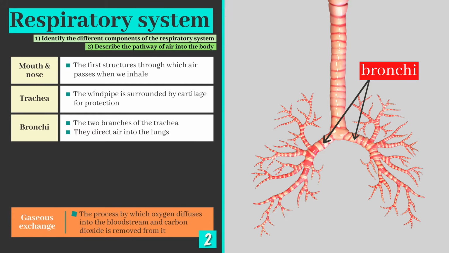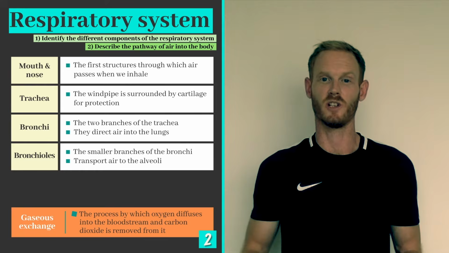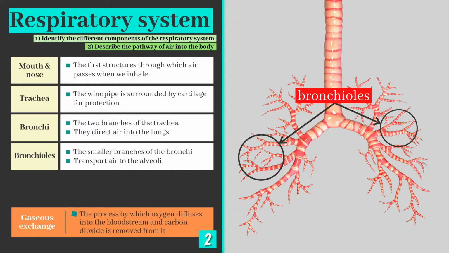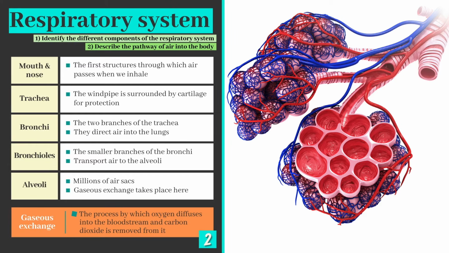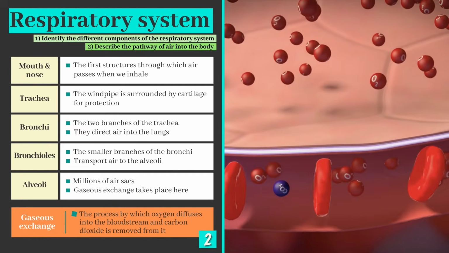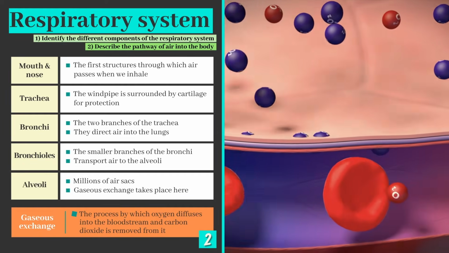The bronchi are the 2 branches of the trachea. One directs air to the left lung and the other to the right. Next are the bronchioles, which are the smaller branches of the bronchi. There are many of these, and their role is to distribute air throughout the lungs. Finally, we have the alveoli, which are tiny air sacs that number in the hundreds of millions. Gaseous exchange takes place here, which is the process in the lungs by which oxygen diffuses into the bloodstream and carbon dioxide is removed from it.